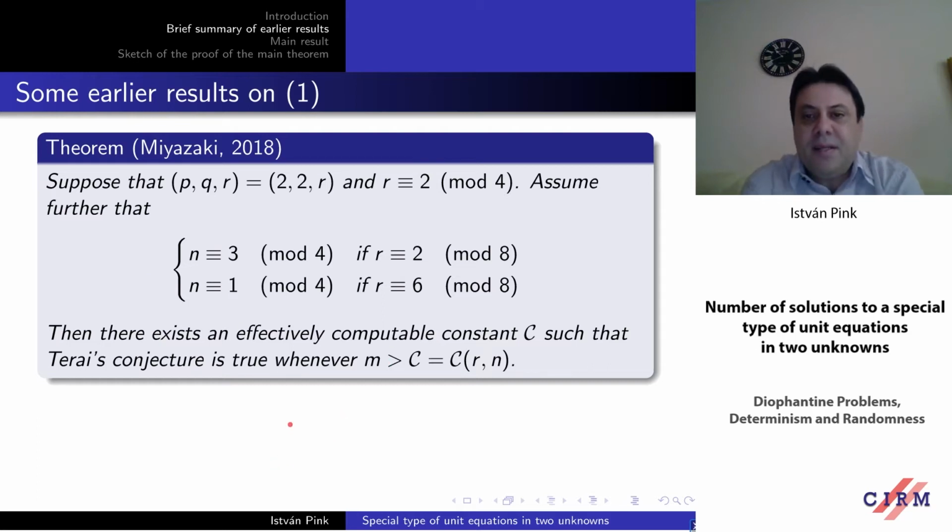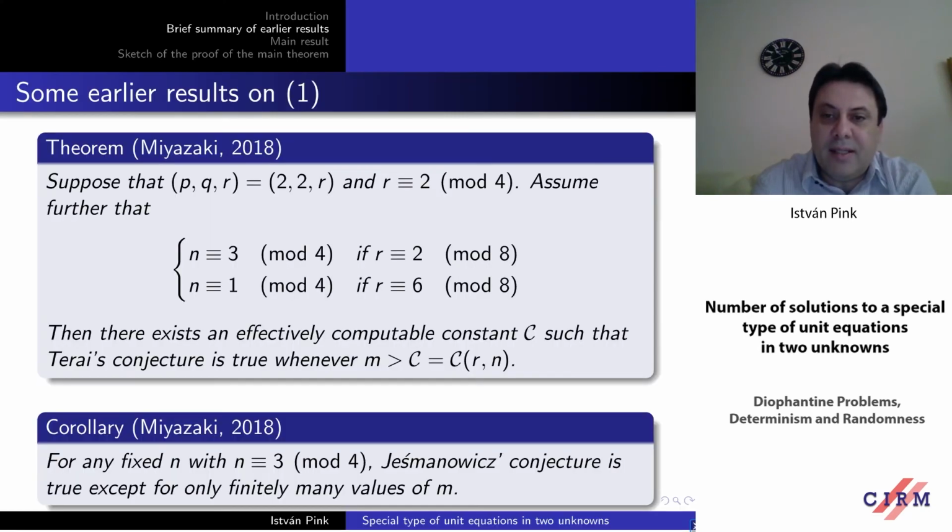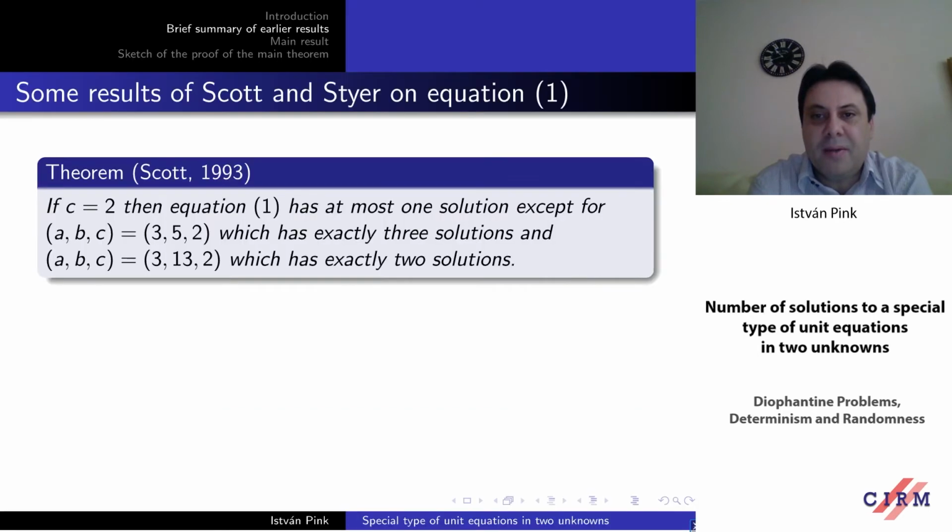Then there exists an effectively computable constant C such that Terai's conjecture is true whenever m is large enough, I mean larger than this constant, which is effective and depends only on r and n. And as a consequence of this nice result, Miyazaki derived the following corollary. For any fixed n, where n is 3 mod 4, Jesmanovic's conjecture is true, except for only finitely many values of m. So this is a nice progress in solving Jesmanovic's conjecture, I think.